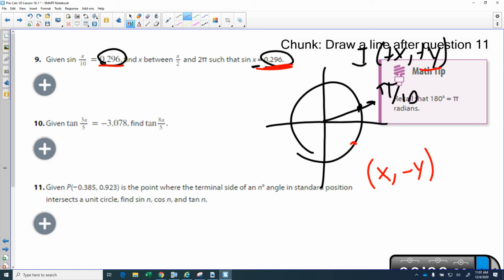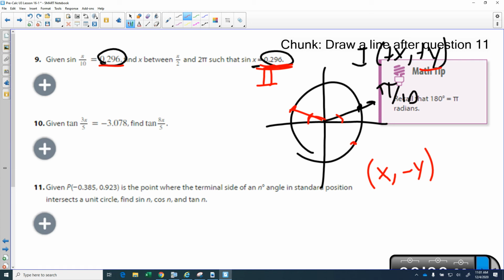Well, I have to focus on my quadrants. If y is positive in quadrant 1, I want to say, where else is y going to be positive? Well, that would lead me into quadrant 2. In this quadrant over here, my y value technically isn't going to change. The only thing that changes in quadrant 2 is my x value, because I would have a negative x and a positive y. Well, when I focus on that, I want to figure out what my reference angle would be to get this same exact coordinate.